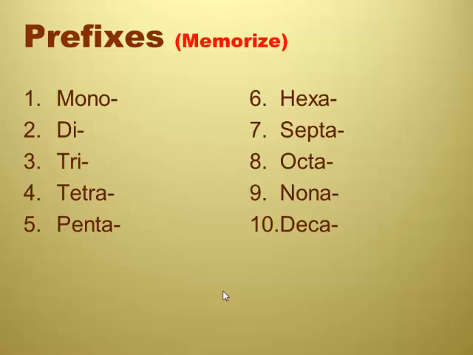Mono for 1, di for 2, tri for 3, tetra, penta, hexa, septa, octa. Now, Miss G, I know some books differ. Do you call it septa or hepta? I think it's septa for mine. I think I call it septa also. I've looked in chemistry books and sometimes 7 changes. But we're going to use septa.